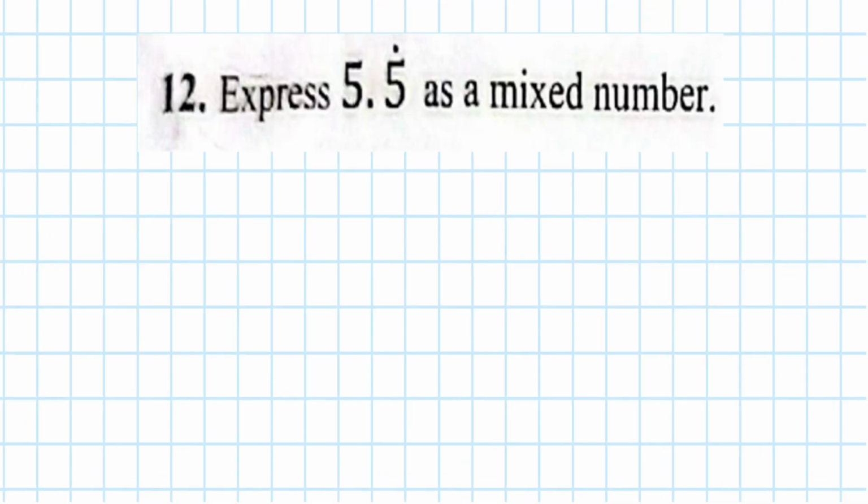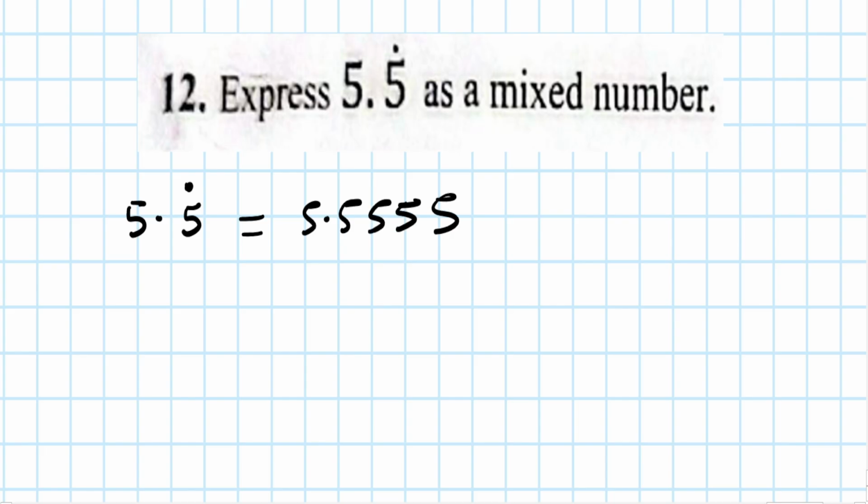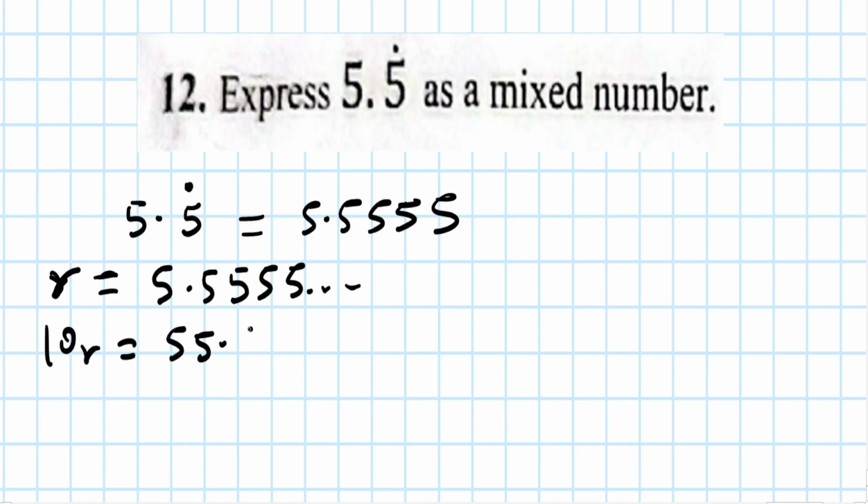Express 5.5 recurring as a mixed number. So very easy. So 5.5 recurring, which is written like this. So we say that we write any letter. Let's say R is equal to 5.555 recurring. 10R is going to be 55.555 recurring.